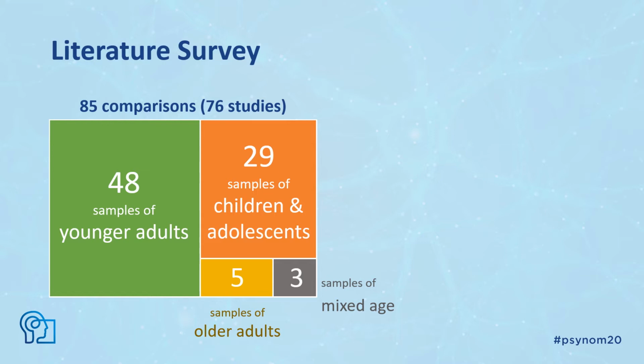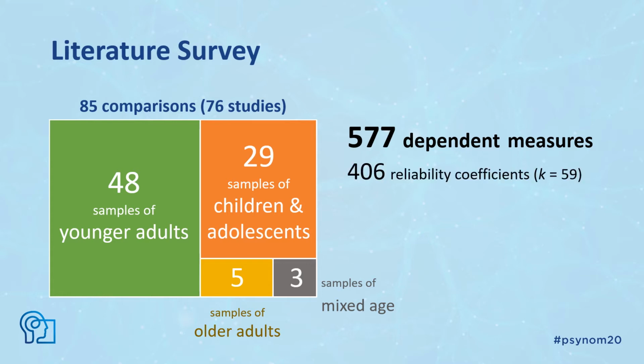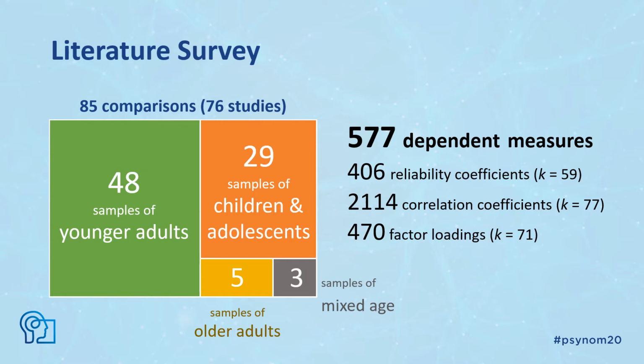And the majority of these comparisons were studies or samples of younger adults and samples of children and adolescents. From those studies, we could extract 577 dependent measures, and reliability coefficients were reported for 59 of those 85 comparisons, which resulted in 406 reliability coefficients. We could extract correlation coefficients and factor loadings for almost all of the included samples, which gave us a really rich data set to dig into for this purpose.